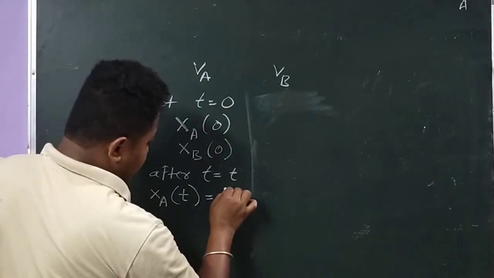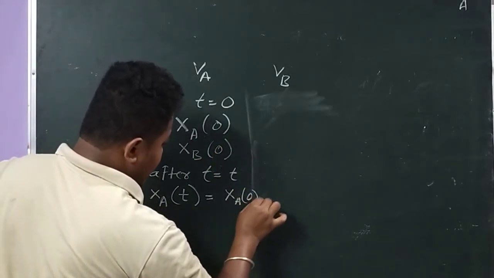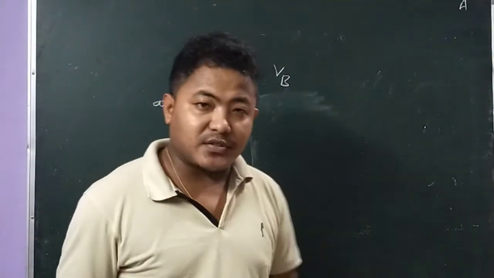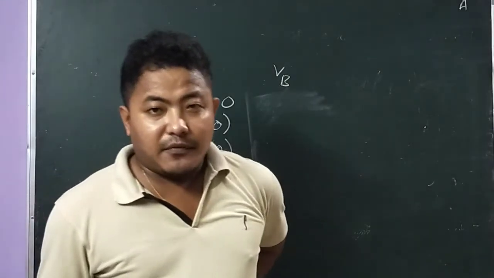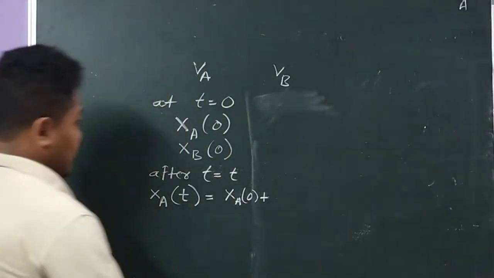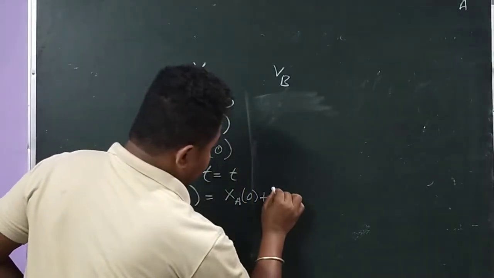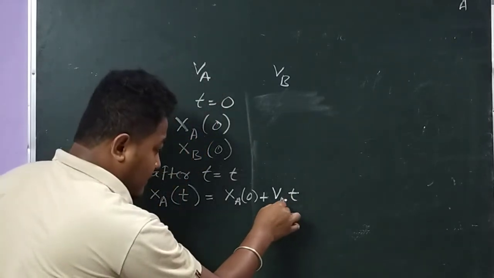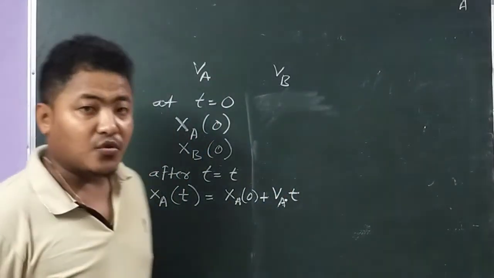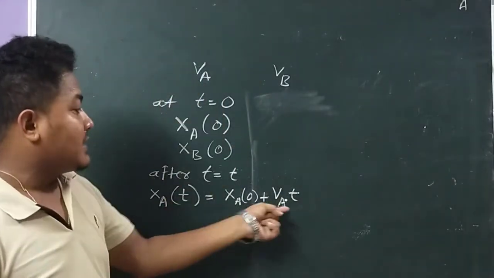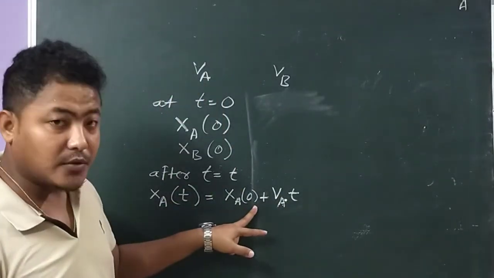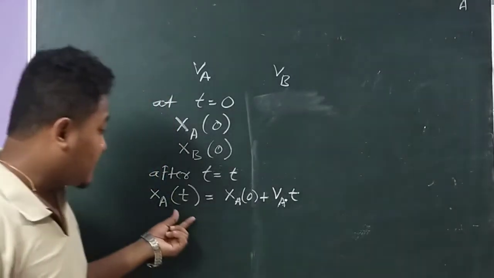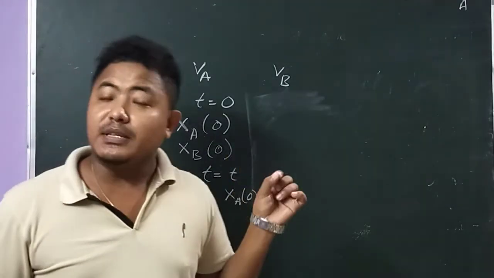Initially it was XA0 plus distance. As we know, distance can be found by velocity into time, that is, the velocity of the body was VA, so this is VA into time t. This is the displacement covered by body A in t time. Have you got it? So the initial position plus total distance covered will be the position at t time for body A.